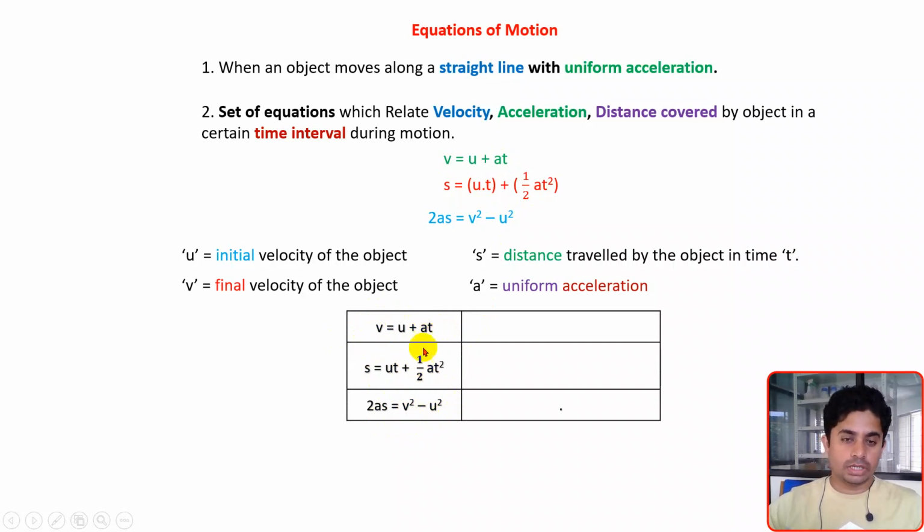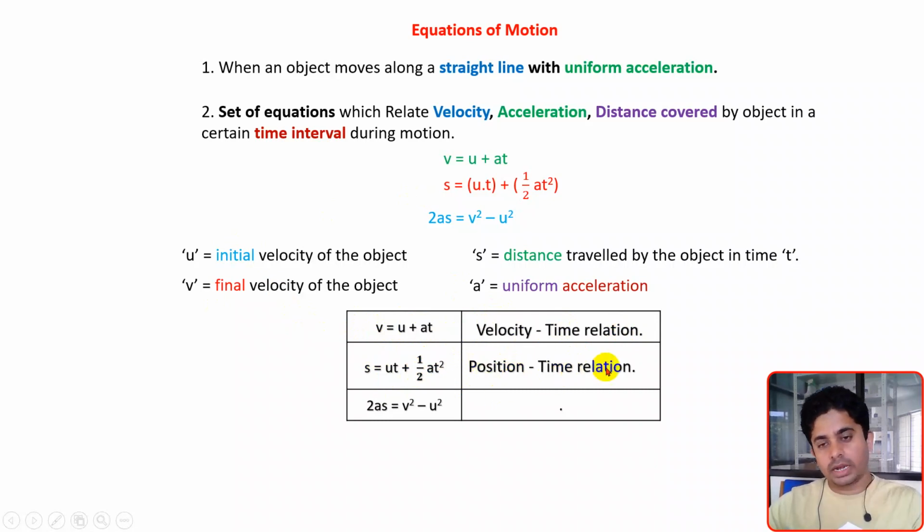Actually, each of these three equations represents some relation between velocity, position, and time. So these equations give the relation between those. First, v is equal to u plus at, it gives the velocity and time relation. s is equal to ut plus half at square represents the position and time relation. And 2as is equal to v square minus u square represents the position and velocity relation.